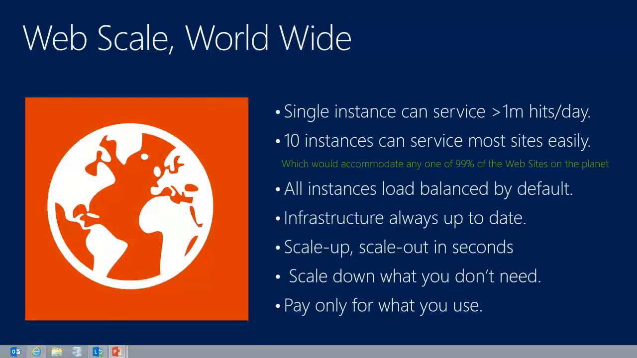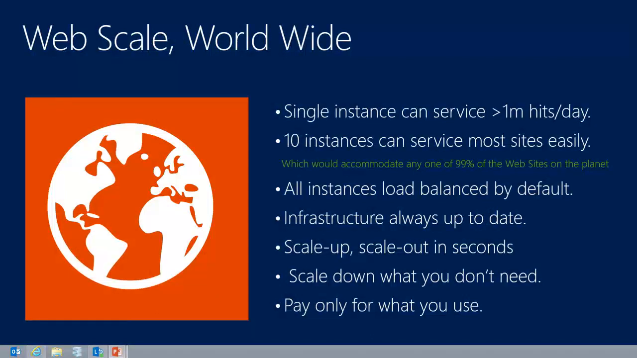In terms of why we talk about worldwide scale, a single instance, I think this is a large instance, can handle over 1 million hits a day. It's actually almost double that. Actually it's 1.3 million hits a day. 10 instances, on the other hand, can service roughly 99% of the websites on the web. Now, not all 99%, any one of those 99%. There's obviously some very large sites out there that you need more than 10 instances for. But the point is, the slider tops out at 10, right?